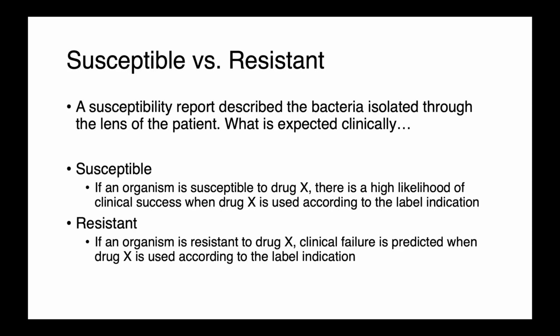If we use drug X to treat an infection caused by a susceptible organism, and that drug is used according to its label indication, we are likely to have clinical success. If we use drug X to treat an infection caused by a resistant organism, according to its label indication, we are unlikely to have clinical success. So it's all about viewing the susceptibility of an organism through the lens of the patient. What is our outcome likely to be?